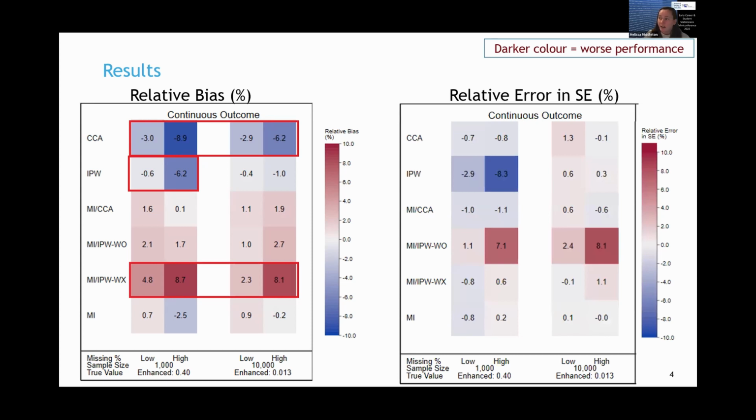Looking now at the relative error in our model-based standard error, shown here as a percentage of the empirical standard error, we can also see that IPW is showing poor performance when we have small samples and high levels of missing data, and that other combined MI-IPW approach is showing poor performance when we have high levels of missing data.